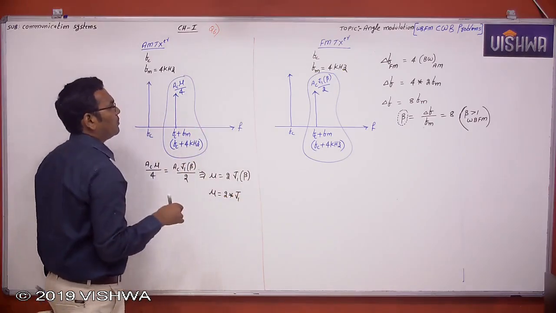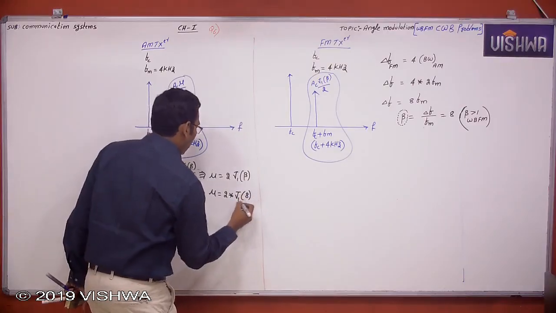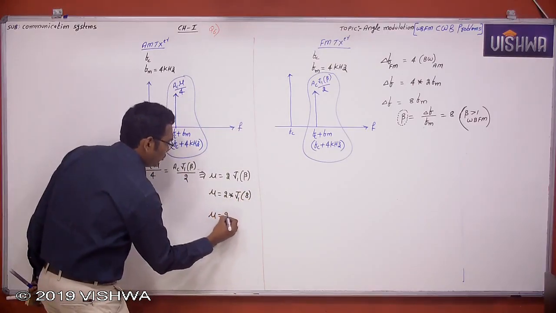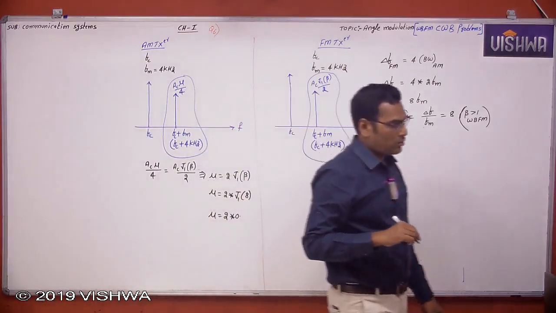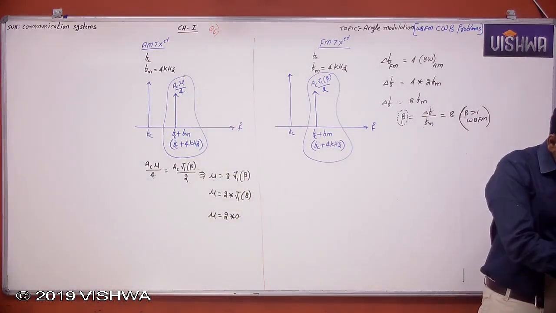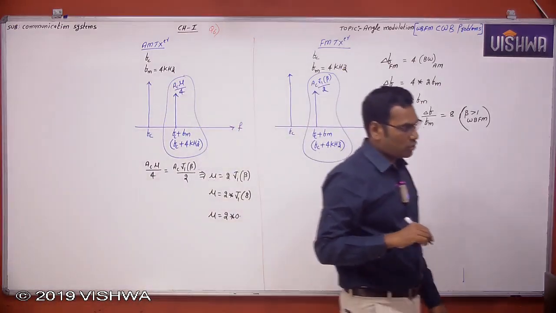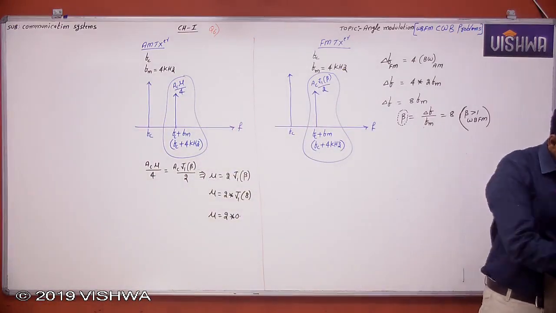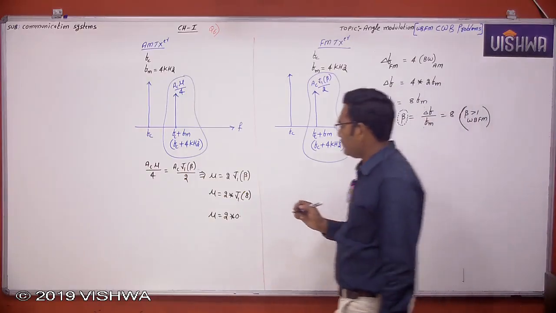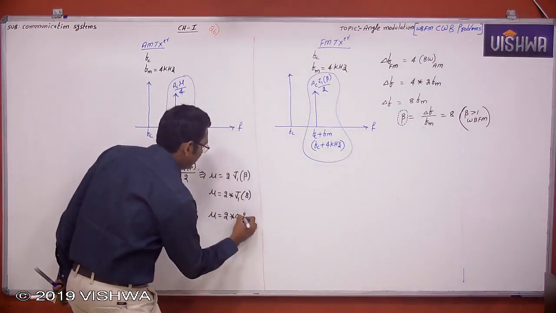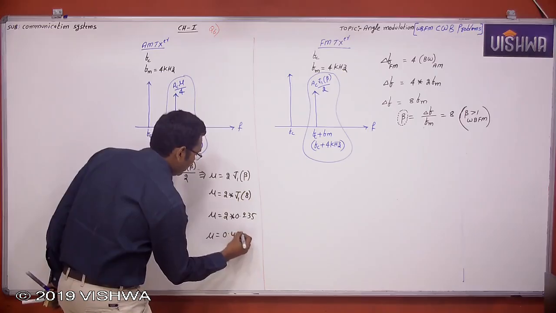What is beta? Now the modulation index beta is 8, so 2 into J1 of 8. What is J1 of 8? J1 of 8 is already given in our question paper. J1 of 8 is 0.235. Therefore mu is equal to 0.47.